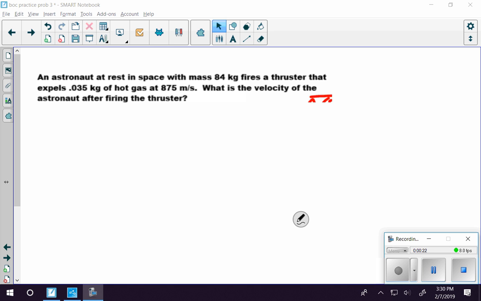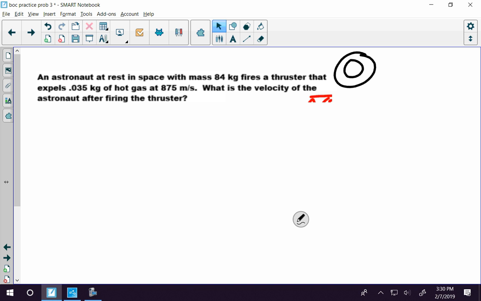An astronaut at rest in space is holding onto a thruster, and it expels gas in the opposite direction. You're looking for the velocity of the astronaut after firing the thruster. This is definitely an explosion. So let's consider, here's our astronaut. He's hanging on to something, right?